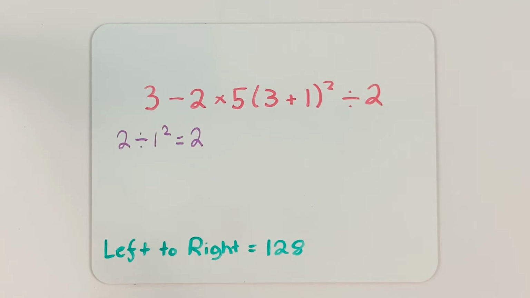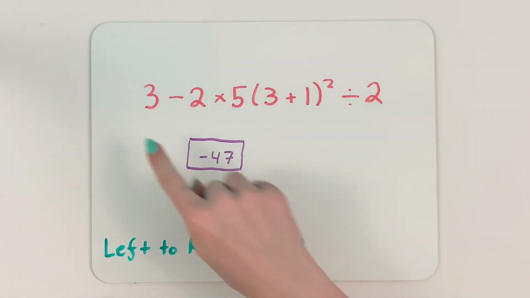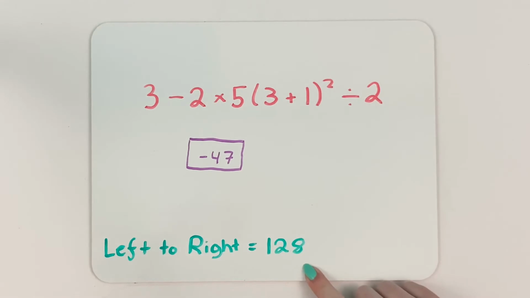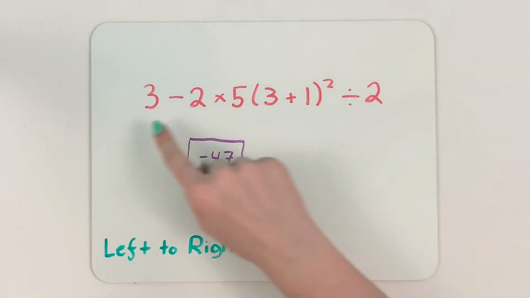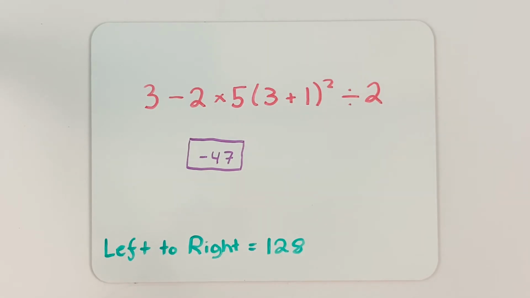2 divided by 1 squared is 2, plus 3 is 5, times 5 is 25, times negative 2 is negative 50, plus 3 is negative 47. Well, that's interesting, because when we went from left to right, our answer was 128. And when we went from right to left, our answer was negative 47. How are we supposed to know which one's correct?